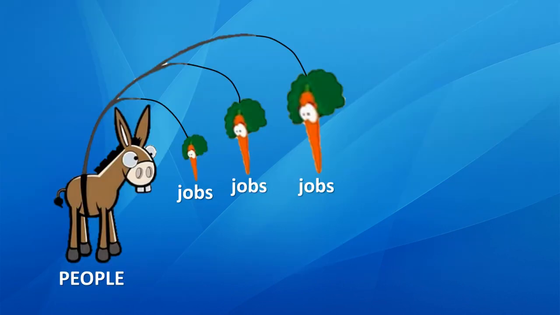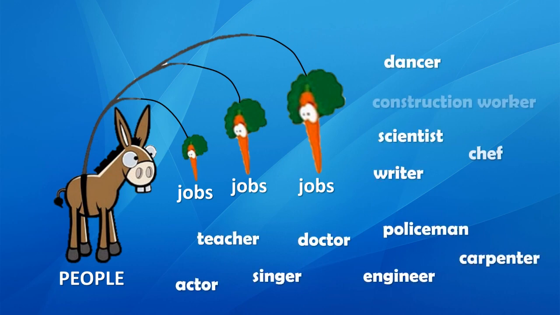Now, a main motivator is jobs. People will follow wherever the job is. If you want to be a scientist or a policeman or an engineer or a teacher, you'll go where the work is. If you wanted to be an actor, you're probably going to end up in America. So you will go to where the jobs are.